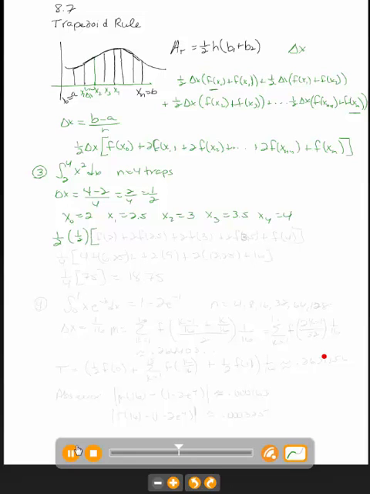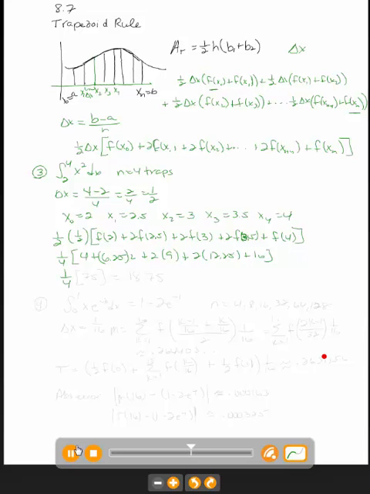And then we're going to have whatever it is at f of 2 plus 2 at f of 2.5 plus 2 at f of 3 plus 2 at f of 3.5, and then 1 at f of 4. So 1/4 out here. Plug the 2 in, 2 squared is 4. Plug 2.5 in, 2.5 squared is 6.25, times 2. Plus 2 times 3 squared is 9. Plus 2 times 3.5 squared is 12.25. Plus 4 squared is 16.